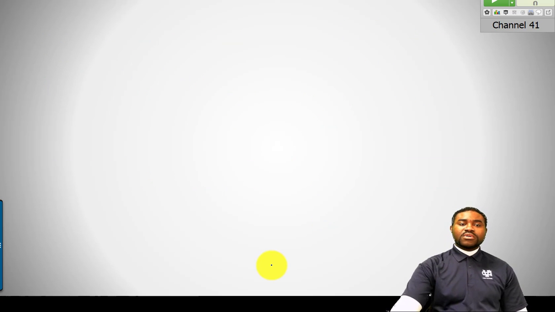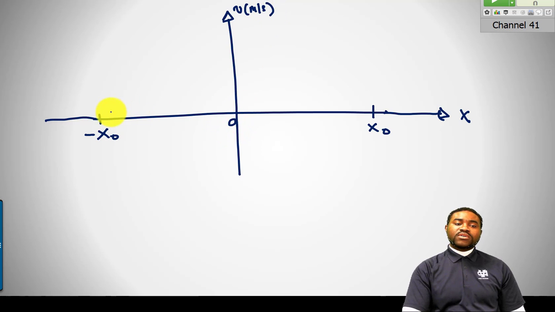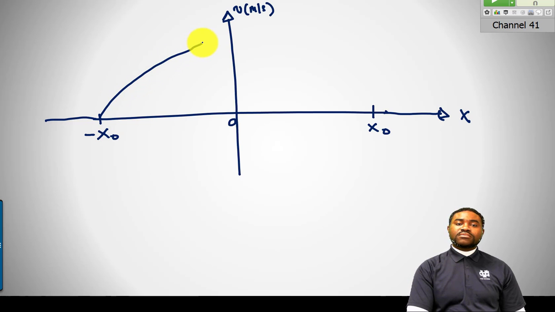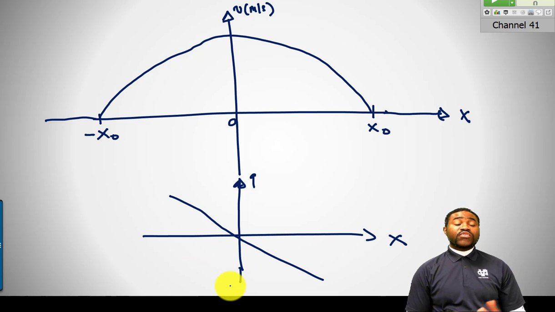And if that is true, then we can draw this graph. This is x. You have here x naught, here negative x naught. This is v in meters per second, and this is 0. And the graph will look like that. For acceleration, this is x, and this is a. The graph will be like that. You see graphs like this in the multiple choice section quite a lot.